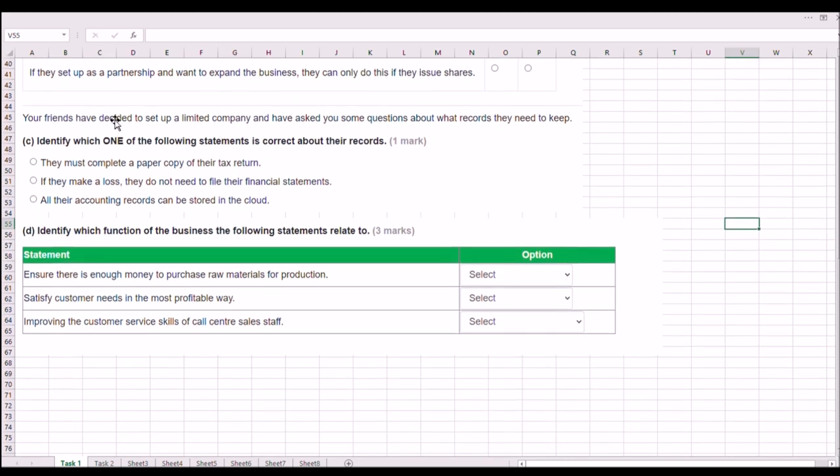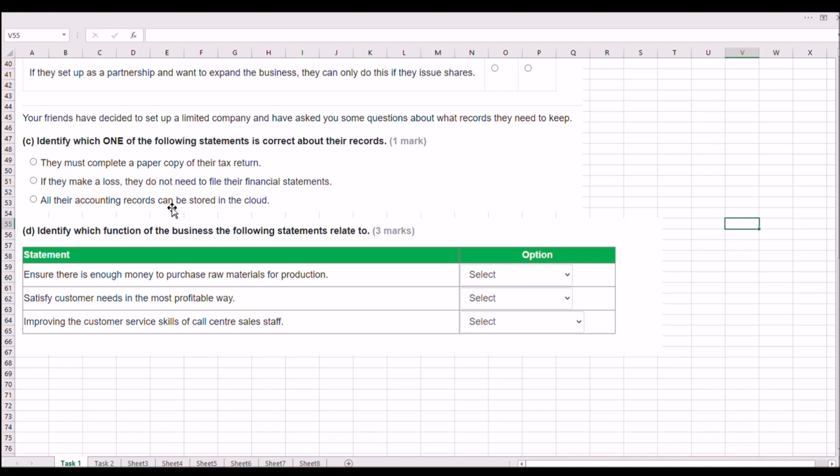Your friends have decided to set up a limited company and asked you some questions about what records they need to keep. Identify which of the following statements is correct about their records. They must complete a paper copy of their tax returns. No, tax returns now are digital. If they make a loss, they do not need to file their financial statements. Oh yes, they do. They would still need to file their financial statements if they make a loss. In fact, that's important about filing financial statements, because somebody reading them wants to see if they're making a loss, and therefore may not give them any credit. So it's going to be the last one.